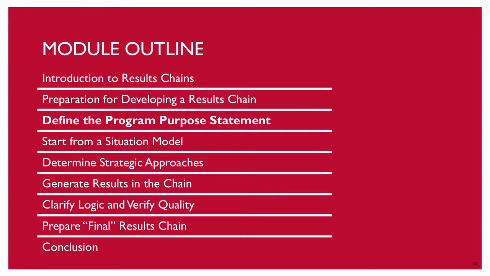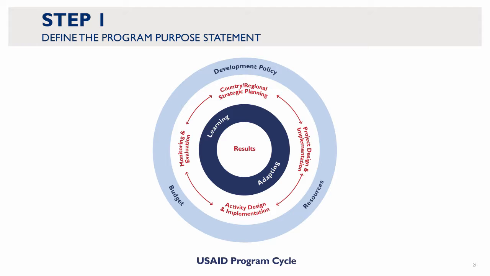In the last video presentation, we discussed the importance of evidence and introduced the steps in the process of developing a results chain. In this presentation, we're going to begin the process of developing a results chain by defining the program purpose. If you'd like to follow along in Biodiversity How-To Guide 2, this presentation covers pages 10 through 12.